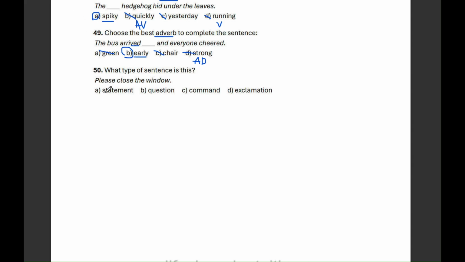Why not? A is declarative, meaning it just states a fact. B asks for information, and D shows strong feeling. So the answer is C, command. The explanation for this is that it gives an instruction using please close. This is a polite but clear way to tell someone to do something.